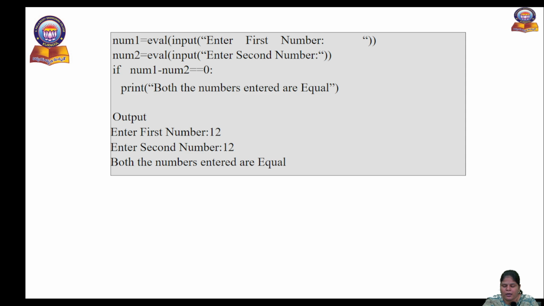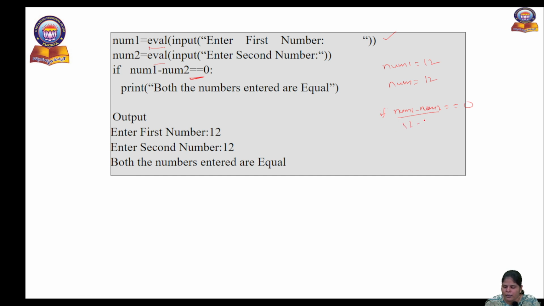So this is a program for this. For num1, I'm entering a number. I may enter an integer or a float, so I have considered eval, and then num2 is the same, reading the second number. For num1 I have considered 12, and for num2 I have considered 12. So I will be checking with the condition if num1 minus num2 equal to 0. Whenever you are checking for equality, you have to use the double equal symbol.